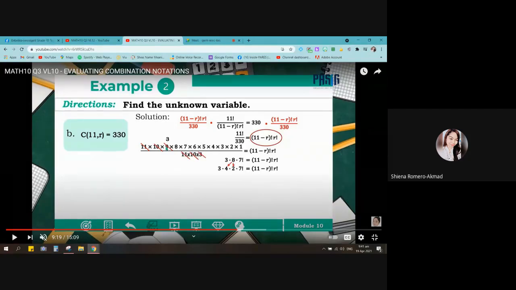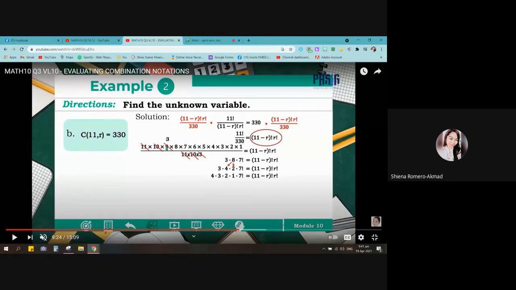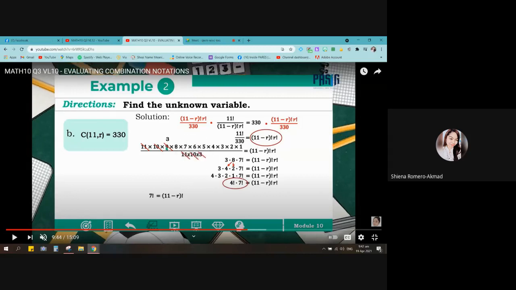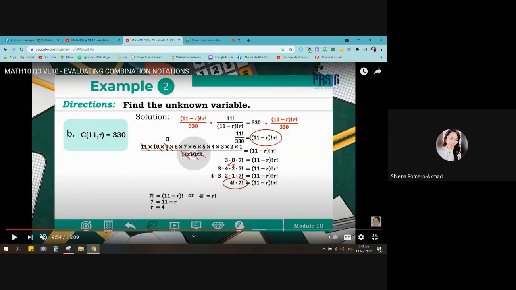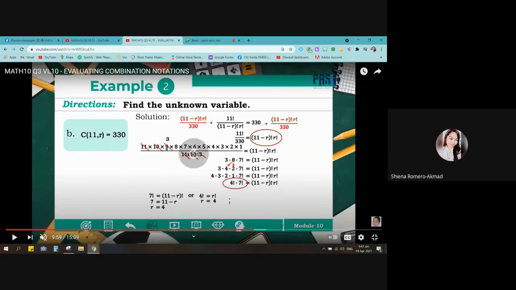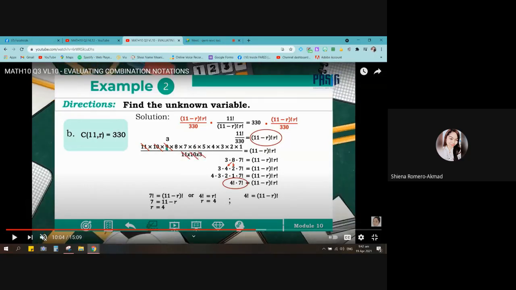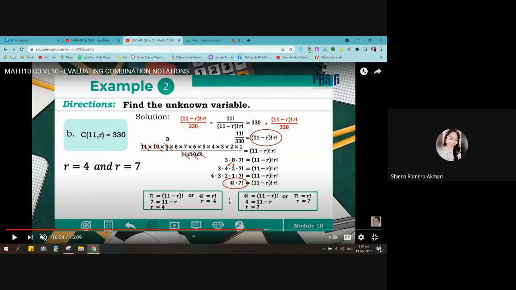Then we get the factor of 8. So pwede na tayo dyan mag-4 ng 4 times 3 times 2 times 1, which is 4 factorial. So we'll have 4 factorial times 7 factorial equals 11 minus r factorial times r factorial. So either of the two can be substituted to the values. So dalawa yung ating answer, which is r is equal to 4 and r is equal to 7.